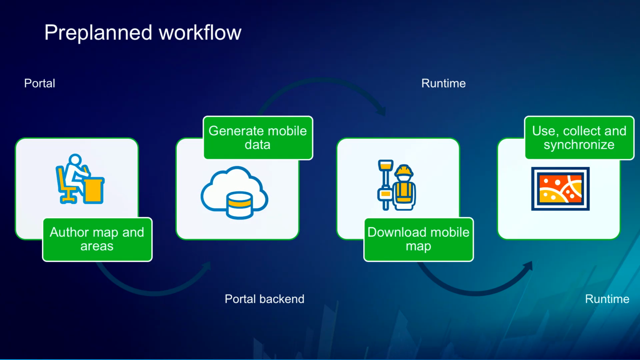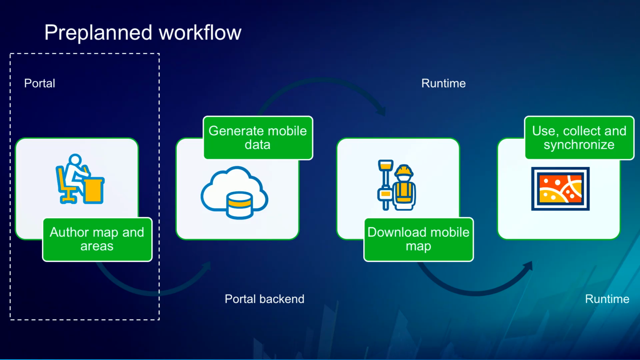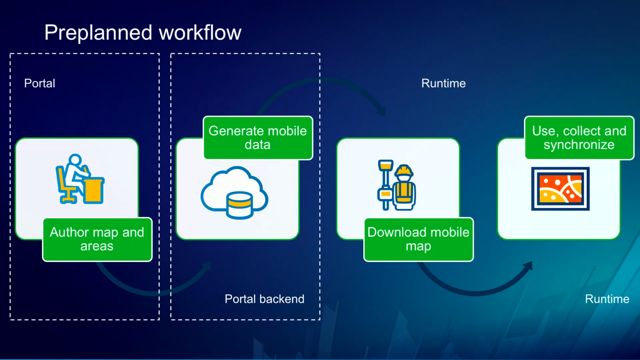So let's take a look at what this actually looks like and where each of the pieces happen. These are the typical steps for getting data offline. We have somebody in the back office authoring a map and then setting up these map areas. Once they've authored these map areas, this gets packaged by the back-end services. This is built into Portal and online, where the planning and packaging of these areas happens.